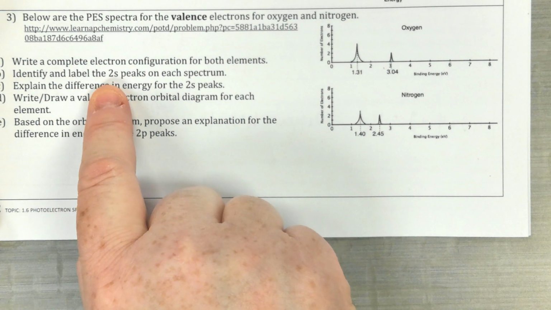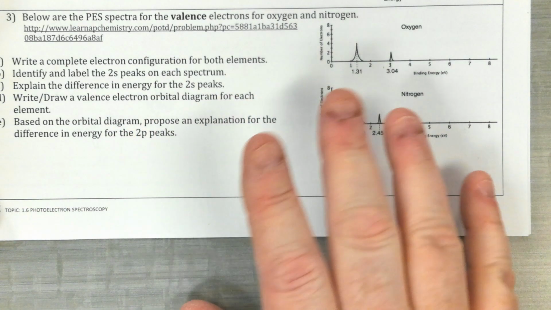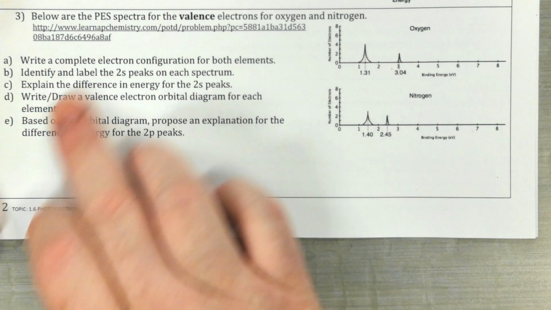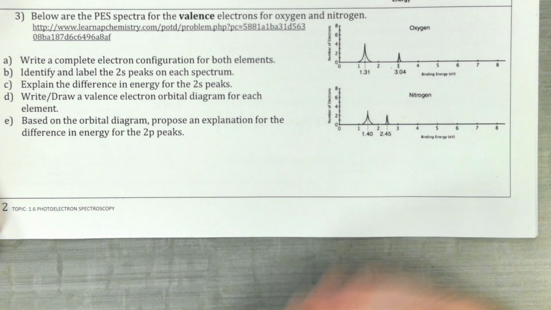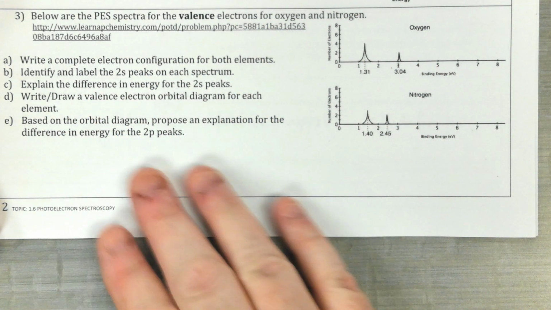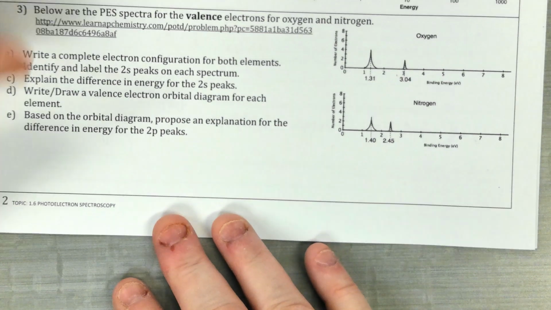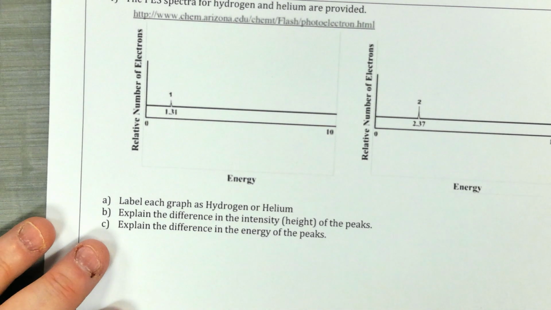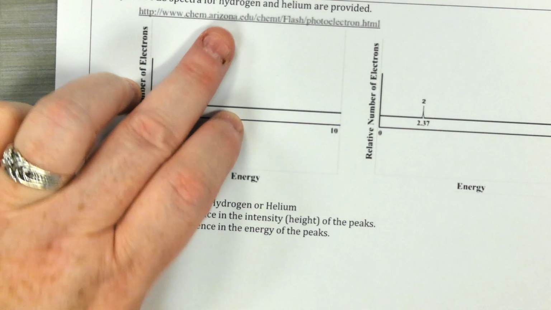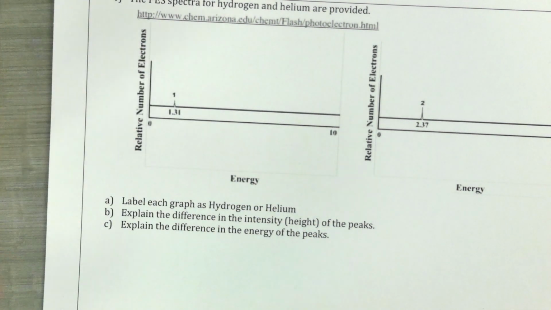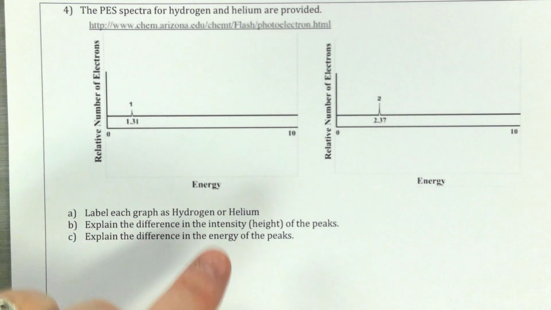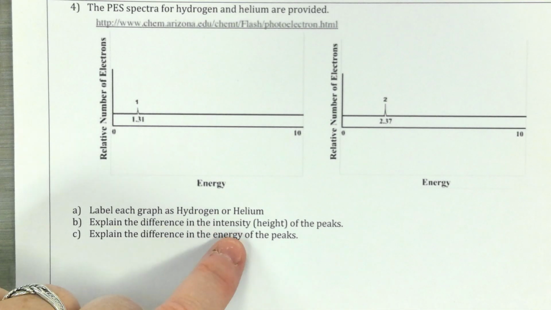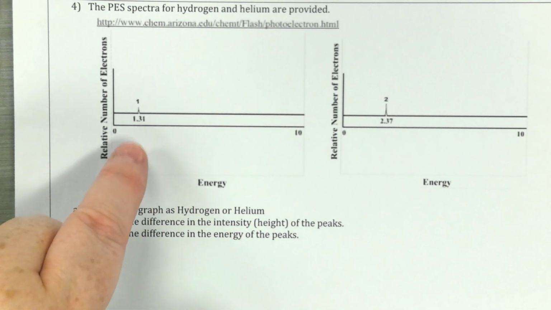So here, identify the 2s peaks. That's why I did a few of those for you. Okay, so for each one, I would do each one in a different color or label it, do something to show the difference between your answers of A and B. And then we've got question 4. It says a PES spectra for hydrogen and helium are provided. Which one is which? So label each one, which one you think is hydrogen, which one you think is helium. Explain the difference in intensity, the height, and then the energy.